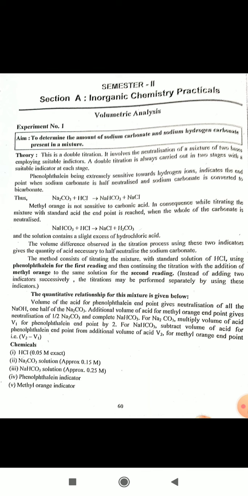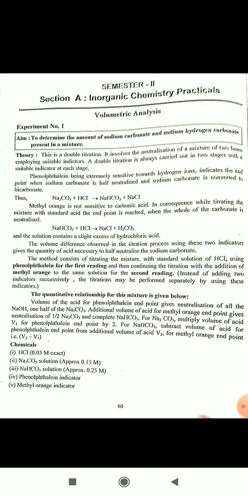Volume of acid for phenolphthalein end point gives neutralization of all the NaOH and one half of the Na2CO3, and the additional volume of acid for methyl orange end point gives the neutralization of half Na2CO3 and complete NaHCO3. For Na2CO3, multiply the volume of acid V1 for phenolphthalein end point by 2, and for NaHCO3, subtract the volume of acid for phenolphthalein end point from the additional volume of acid V2 for methyl orange end point, that is V2 minus V1.